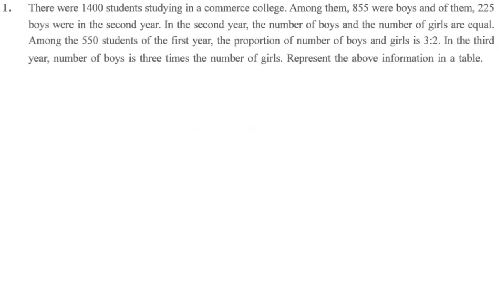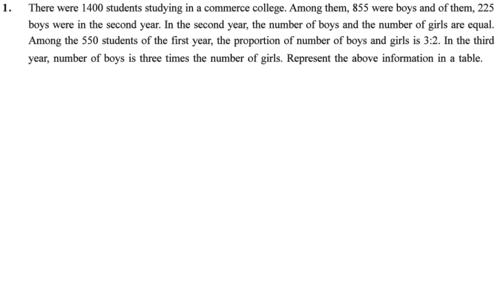In the first question, there were 1400 students studying in a commerce college. Among them 855 were boys, and of them 225 boys were in the second year. In the second year, the number of boys and girls is equal. Among the 550 students of the first year, the proportion of boys and girls is 3:2. I hope you know how to calculate proportions. In the third year, the number of boys is 3 times the number of girls, that is 3:1. Boys are 3, girls are 1. Remember that. Represent the above information in a table.